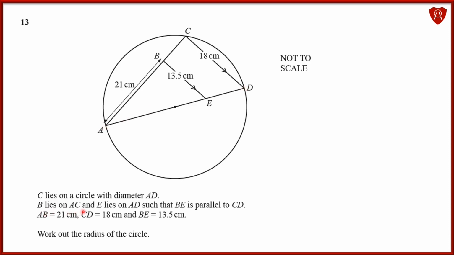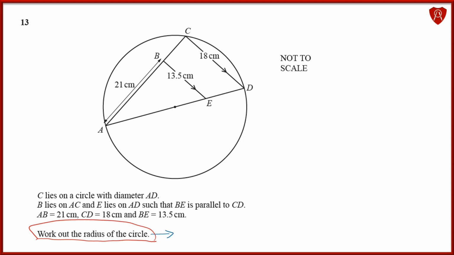B lies on AC and E lies on AD such that BE is parallel to CD. AB is 21 centimeters, CD is 18 centimeters, and BE is 13.5 centimeters. Work out the radius of the circle.